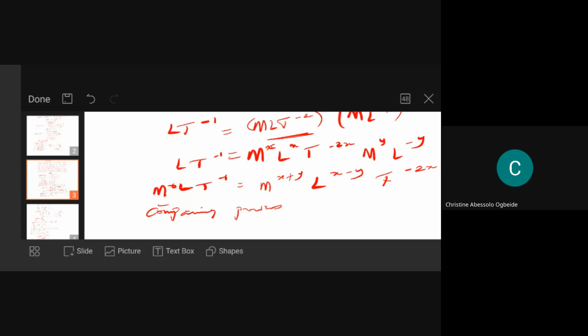All right, from here, I apply indices. M appears twice here, which is this and this. And according to indices, when the bases are the same, you take one of the bases and then add up the powers, provided the variables are multiplying each other. So M to the X multiplying M to the Y is going to give me M raised to power X plus Y. That's what I have there. L to the X multiplying L to the minus Y will give me L raised to power X minus Y. And of course, T doesn't have anything to multiply with. I brought down the T raised to power minus 2X.